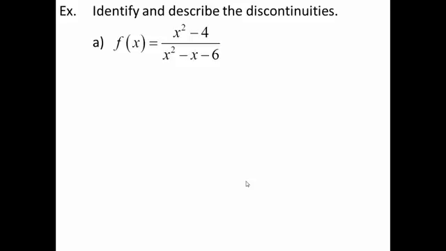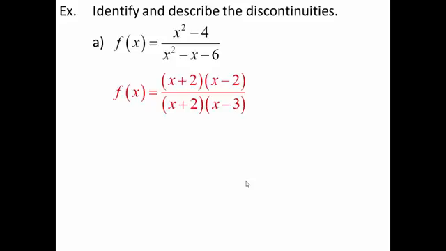All right, we're going to start by identifying the discontinuities. It's a rational function, so I need to know when the denominator equals 0. Before I can do that, I'm going to factor everything out. The top is a difference of squares, x plus 2, x minus 2. The bottom factors into x plus 2, x minus 3. So that tells me I have two discontinuities at -2 and +3.